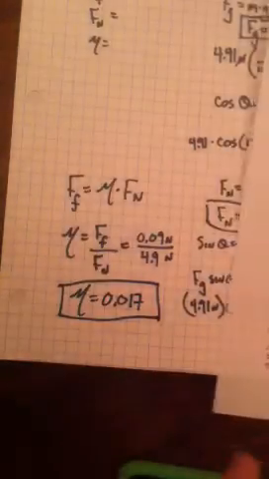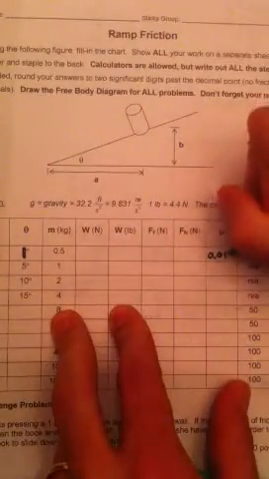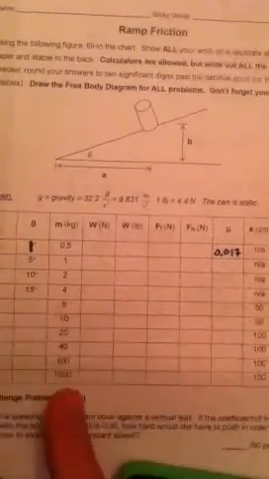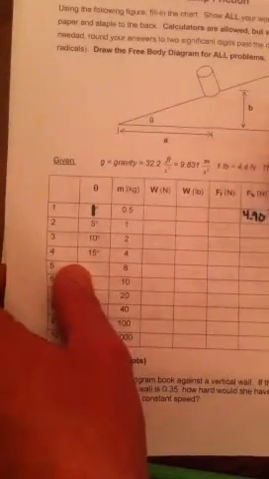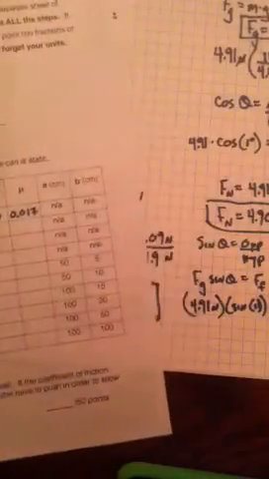Now we're just going to go back to our sheet and plug in our numbers. Mu is 0.017. So I'll come over here, mu 0.017. Because that one's so small, I'm going to 3 decimal points. Our normal force was 4.90. Our force of friction was 0.09. Our weight in pounds, 1.11. And our weight in newtons, 4.91. And so we've got problem number 1 completed.